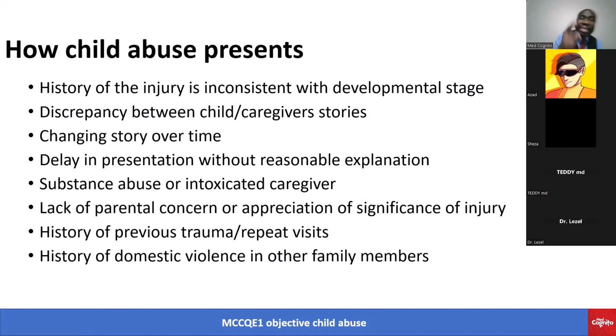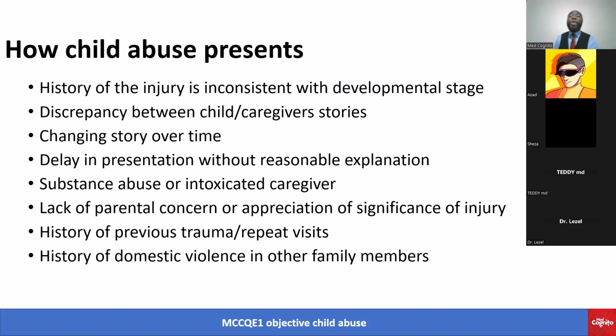Then delay in presentation, I think somebody already said it, without reasonable explanation. So you realize that a child with an obvious arm deformity, then a caregiver waits to come 3 days later. Come on, who does that? It is because maybe the caregiver is trying to cover up something. Substance abuse or intoxicated caregiver: the caregiver who brought the kid herself is smelling of alcohol. Then lack of parental concern or appreciation of the significance of the injury. So maybe you have a child who is so hurt, but these caregivers don't look so concerned.